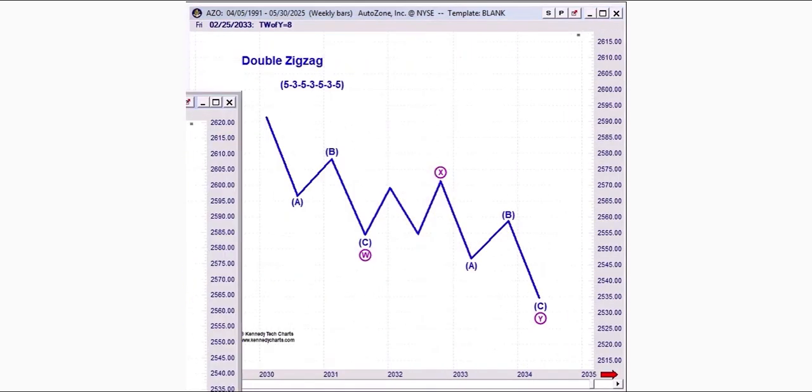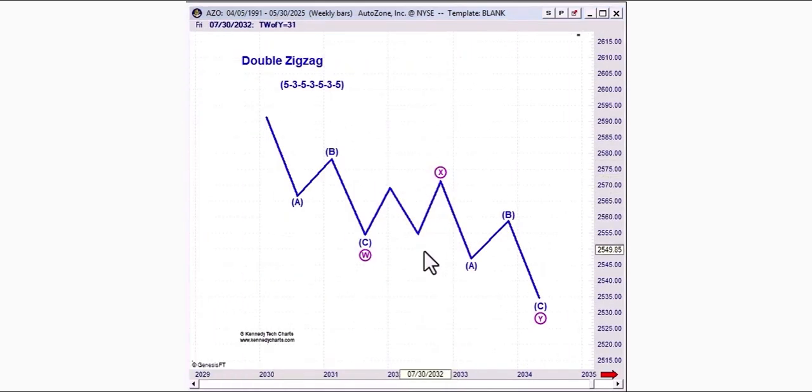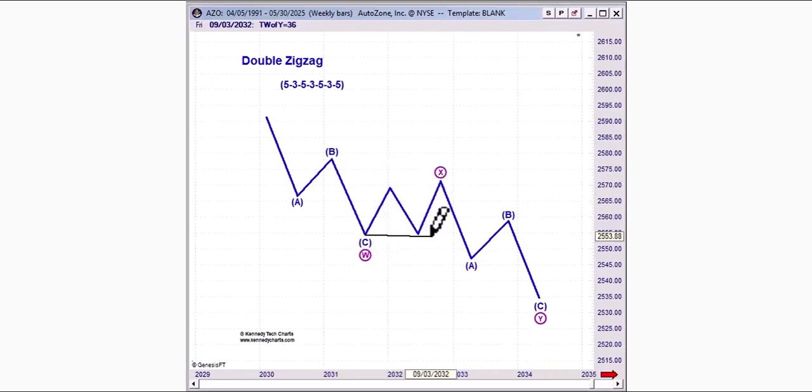Okay, now let's look at another variation. Remember here we have ABC with a W, but in this corrective pattern, this X wave, as you can see, because that secondary dip ends at or near the origin of the initial move up, that's a flat correction. So you have a zigzag ABC for W, followed by a flat in the X wave position, and then we see another 5-3-5 pattern, another zigzag.